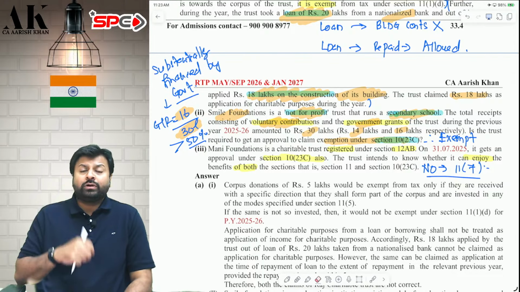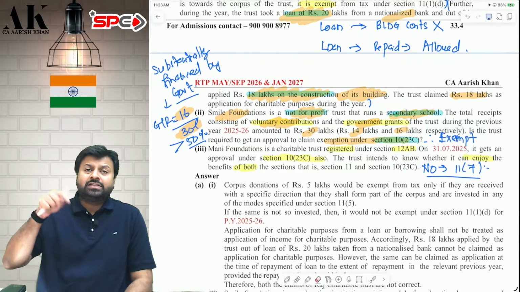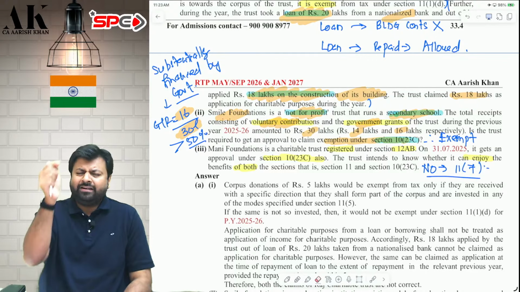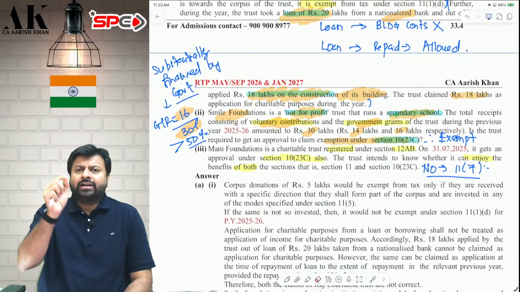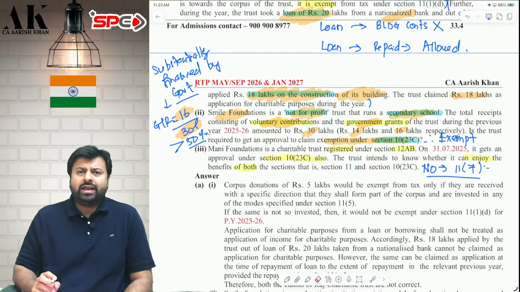They need not have to take any registration. A substantially financed institution means what? A substantially financed institution means an institution where the government grant is more than 50% of the total donations. So here the government grant is more than 50% of total donation. Therefore, this trust is not subject to take any approval. They can claim exemption without approval.